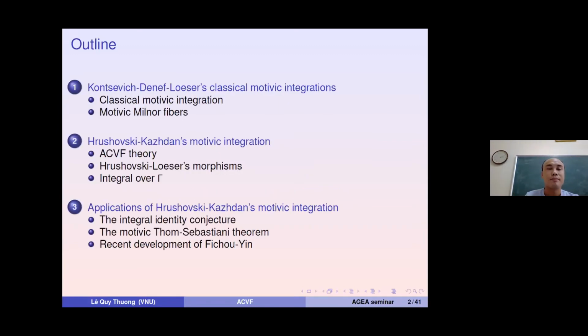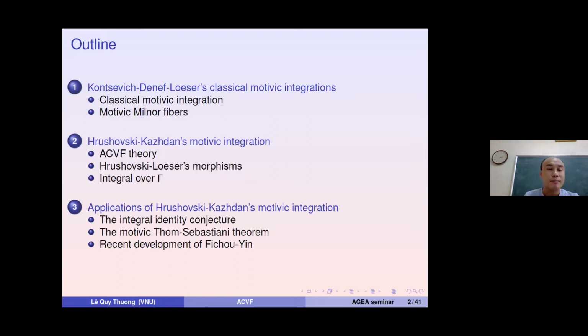In the talk, I will say a few words about classical motivic integration invented by Kontsevich and developed by Denef and Loeser. And then I mention the recent development of motivic integration by Hrushovski–Kazhdan in the ACVF theory, and the construction of motivic Milnor fibers in terms of the ACVF theory.